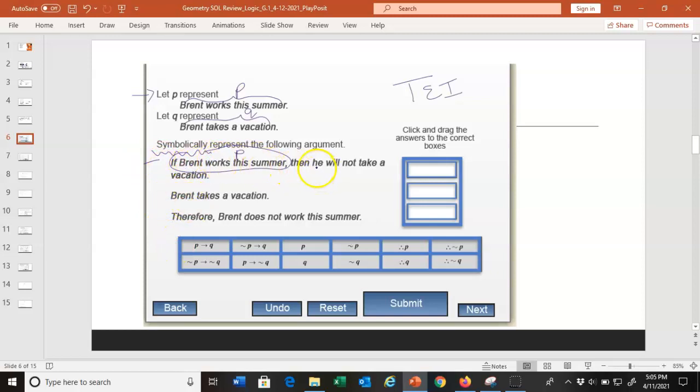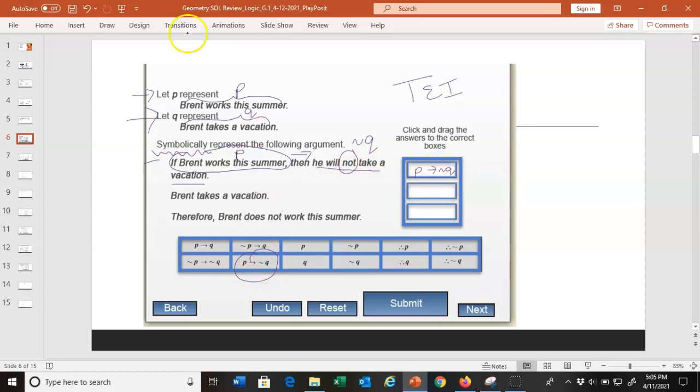So then the second part, he will not take a vacation. So let's be careful here. They've thrown in the word not. So if you look, our original statement is Q, Brent takes a vacation. So if we want to make that not, then we just put the little squiggle. Not take a vacation. So that is P implies not Q. So you just go down here to the bottom. Here it is. Click it and drag it up into this box.